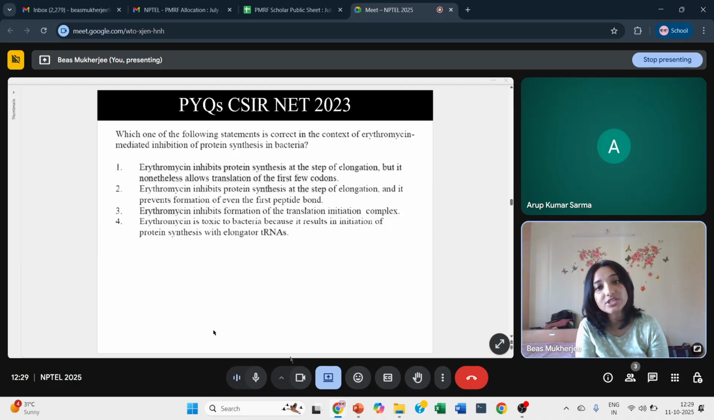Erythromycin inhibits protein synthesis at the step of elongation, and it prevents the formation of even the first peptide bond. Erythromycin inhibits the formation of the translation initiation complex. Erythromycin is toxic to bacteria because it results in the initiation of protein synthesis with elongated tRNA. Now from here you can understand that the questions they are asking are in depth, right?